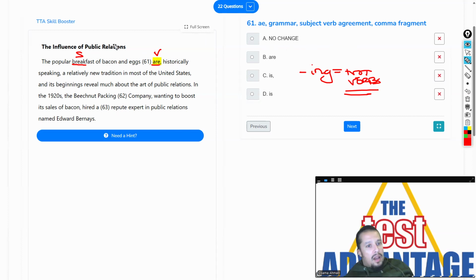What are بقى? The popular breakfast of bacon and eggs are ايه بقى? Are a relatively new tradition. This is the object. This is the object. Okay? So we have a subject, verb, comma, comma, object.